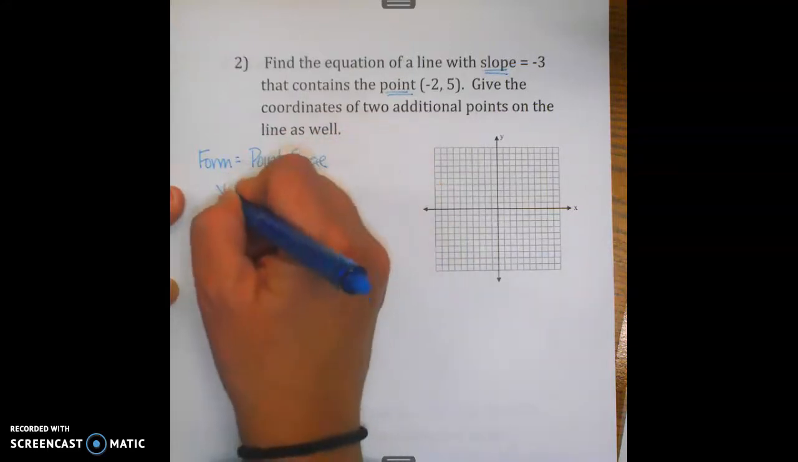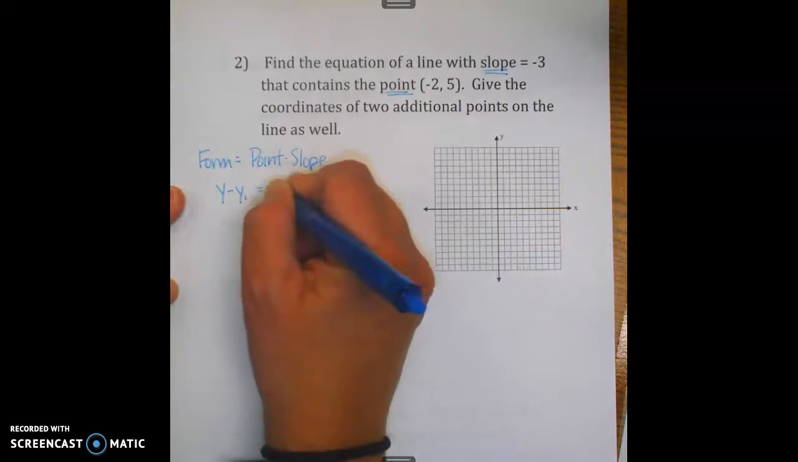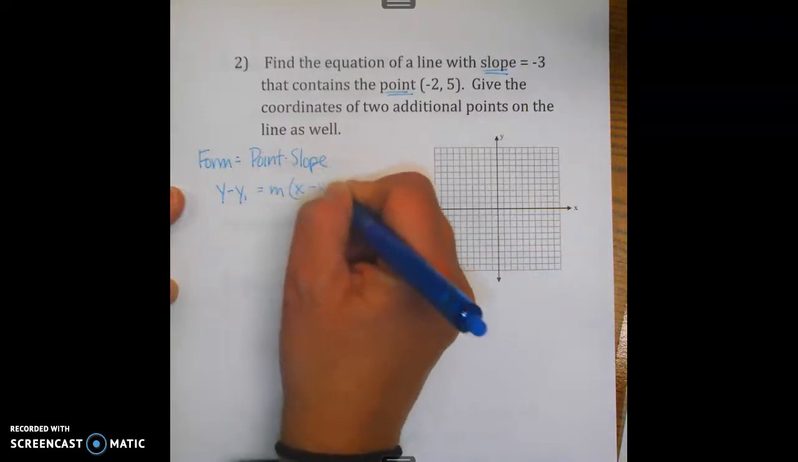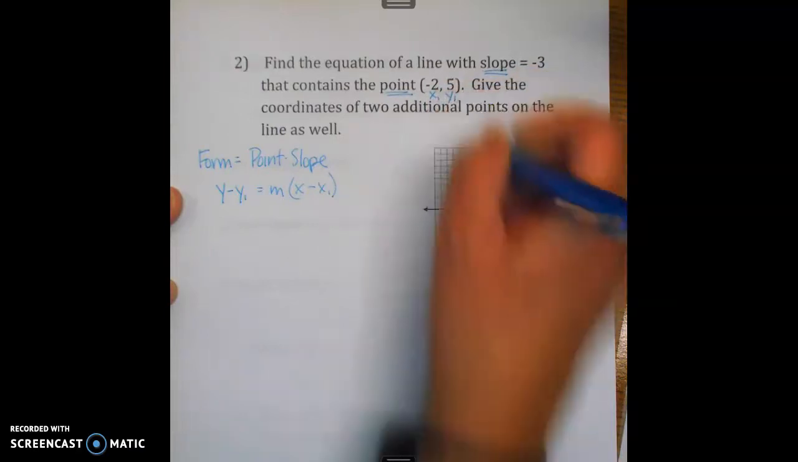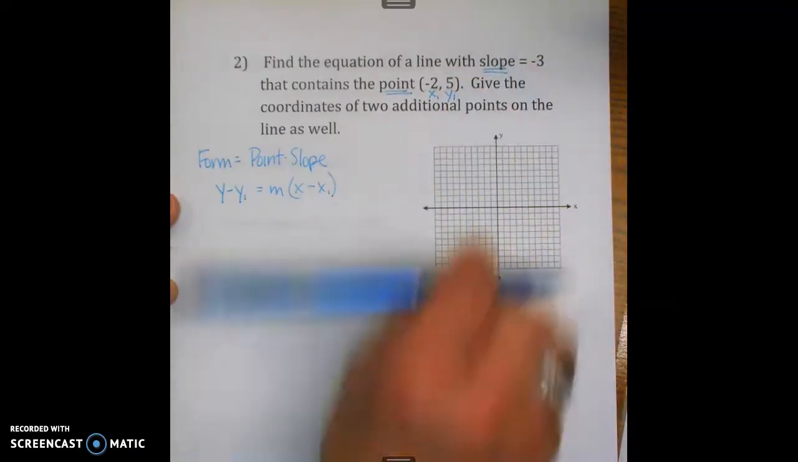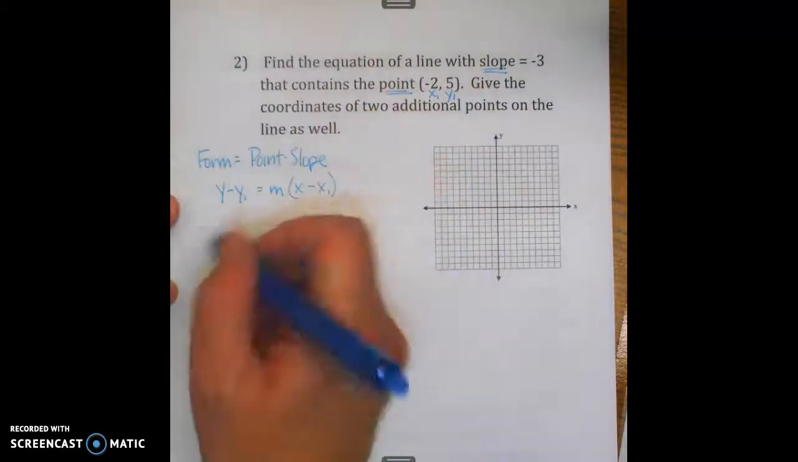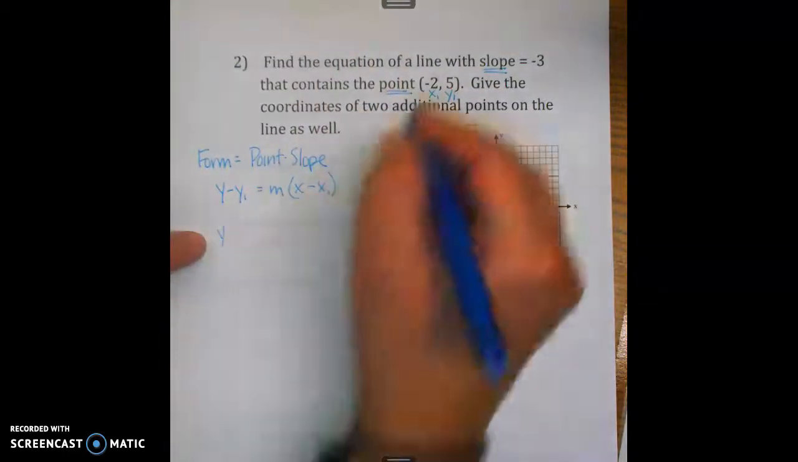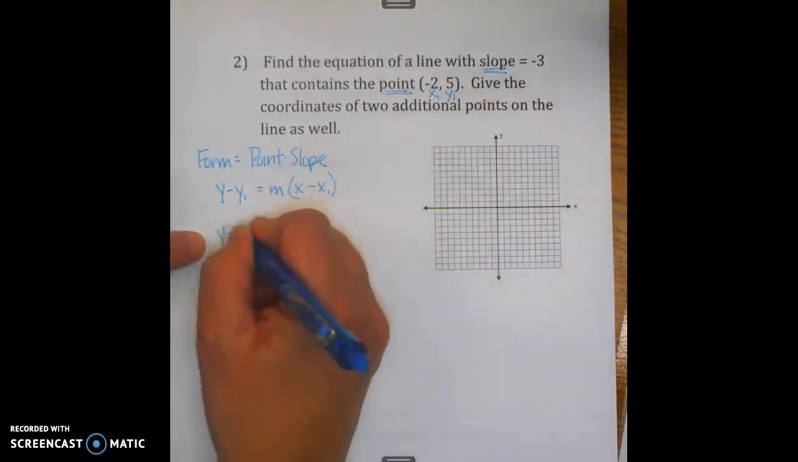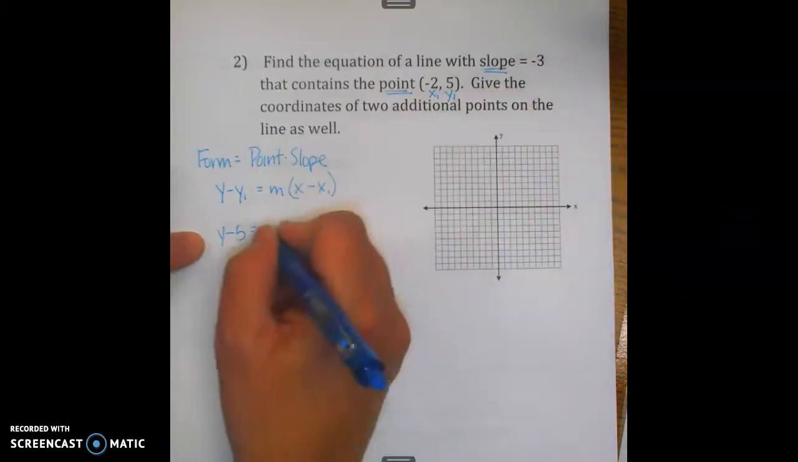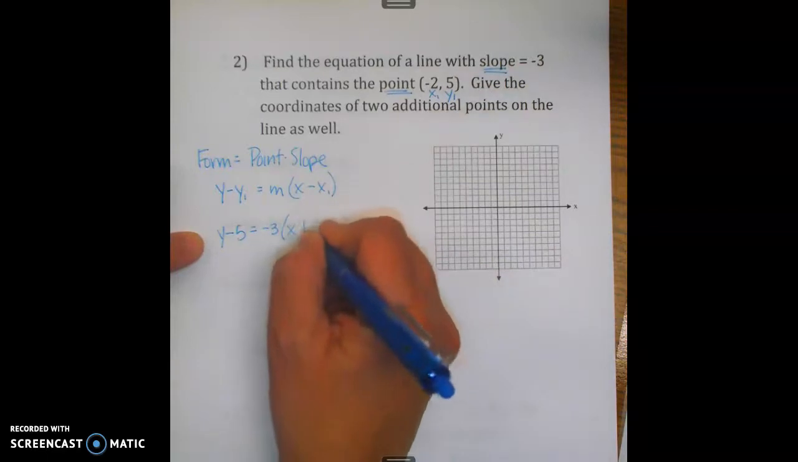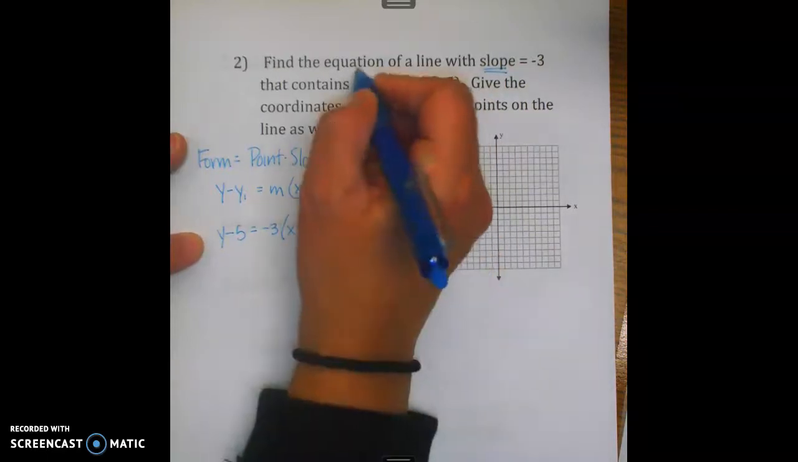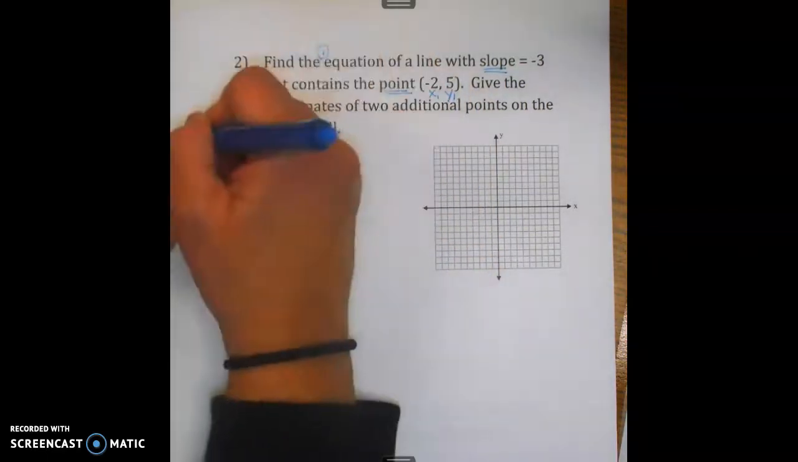And remember, point slope is y minus y1 equals slope times x minus x1. And this is going to be my x1, y1. And my slope is -3. So I'm going to take that information and plug it into my equation. Y minus my y value, y minus 5, equals my slope, which is -3, times x minus my x value. X minus a -2 would be x plus 2. Okay, so that's part one, which is writing the equation of the line.